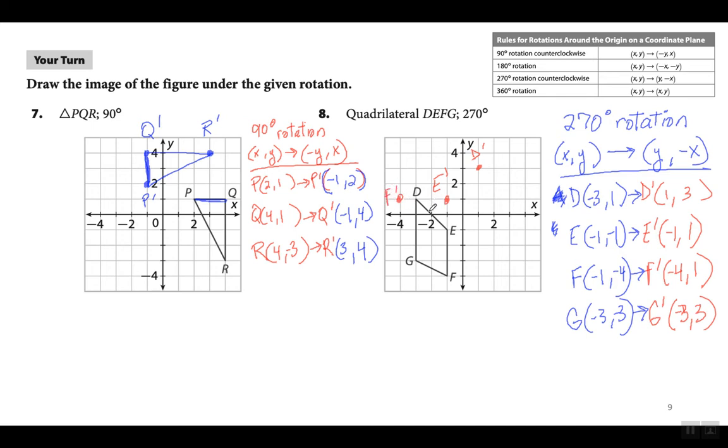And G prime is at negative 3, positive 3. Oh, whoops, sorry. Let me try to fix that here. All right, so G prime. Now I connect the dots. Okay, so let's look at this a second. All right. Again, if you want to see did I do this right? Let's look at this a second. Okay, let's look at this.